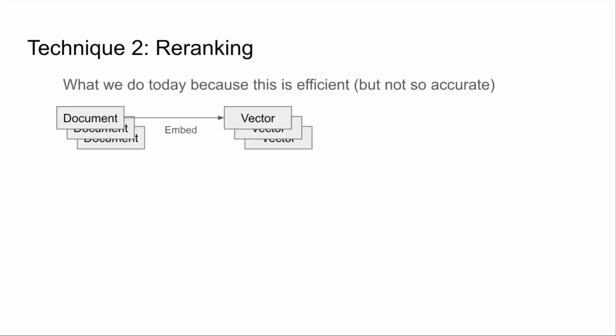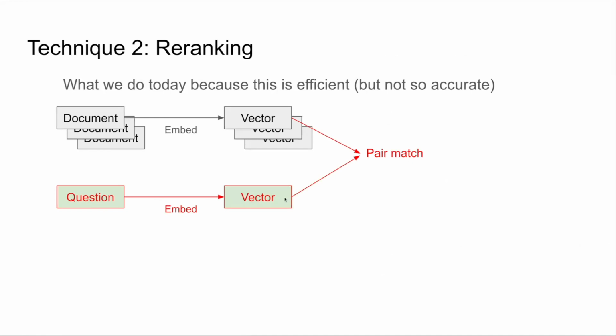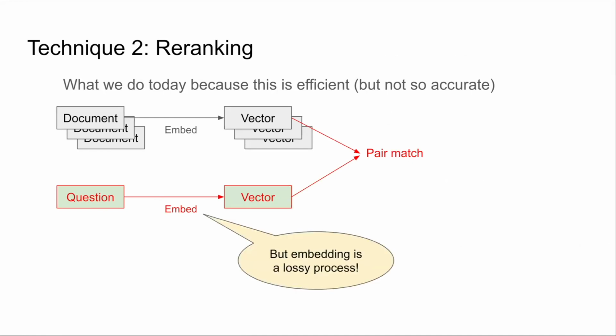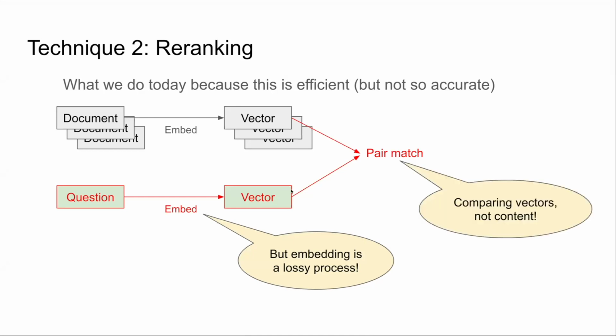Another technique that we found very useful was re-ranking. Let me just briefly explain what re-ranking is. Typically you would embed documents, transform them into vectors, and then put them into a vector store. Then when a question comes in, you also convert that textual question into another vector, and then you just do pair matching based off the numbers in the vectors. But the problem with this approach is that embedding is a lossy process. You lose some information when you reduce them to vectors. We do this because comparing vectors is very efficient.